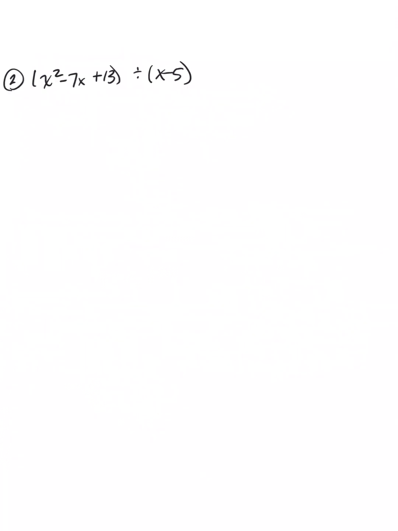All right, let's try another one. This one's going to have a remainder, so let's walk our way through it. So x squared minus 7x plus 13 divided by x minus 5. So here's my lead term. I need to get rid of that. So I ask myself, x times what gives me x squared? So it's just x. Distribute.